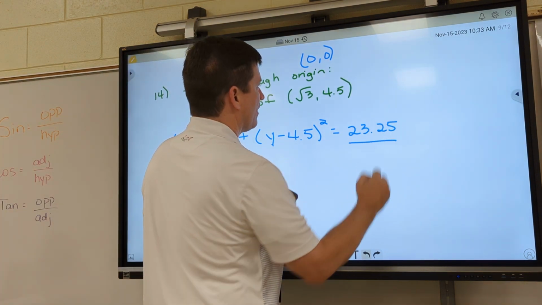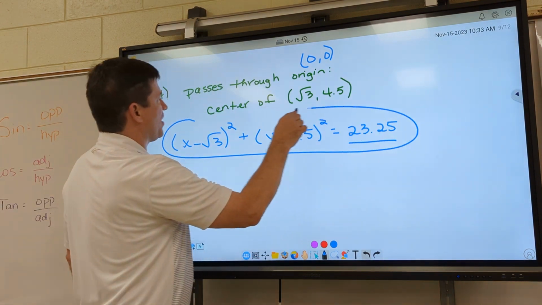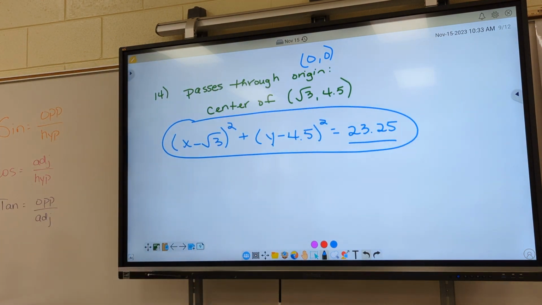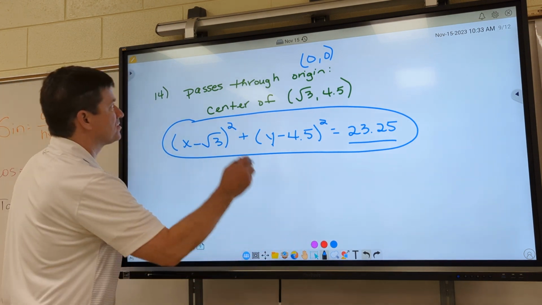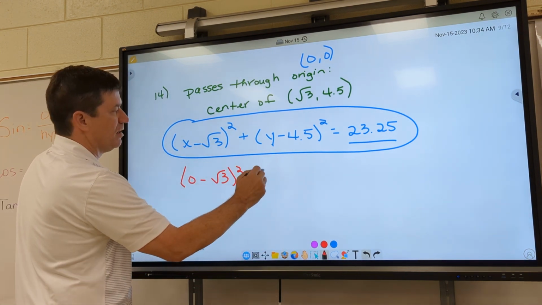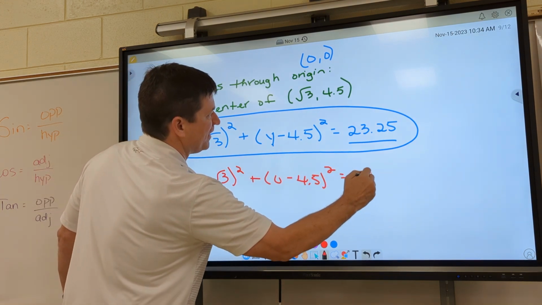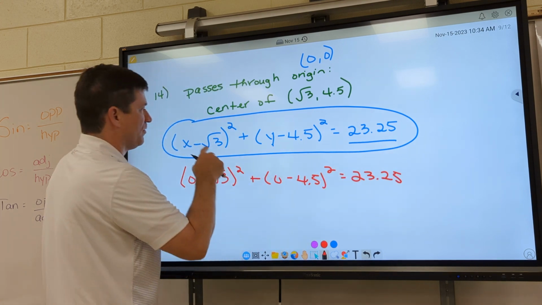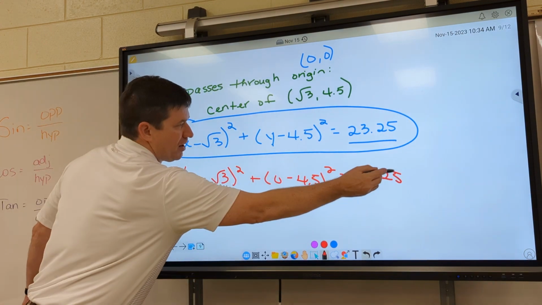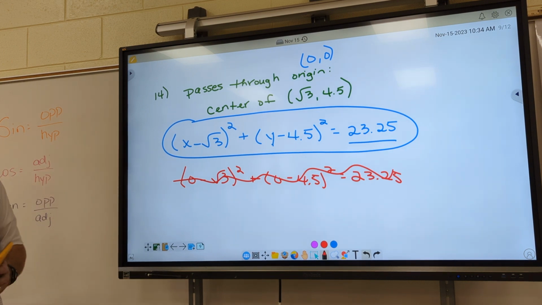Anybody? Yes, sir. All right. Again, 13 and 14, all you have to do is write the answers. Nobody ever misses those on the test. Hardly ever. I will see this on the test. Some kids will do this. They'll write 0 minus root 3 squared, and they'll write 0 minus 4.5 squared. And they'll think that is the answer. The answer is the one with the x and y plugged in, not that. So make sure you plug in the first one. Write down the first one.